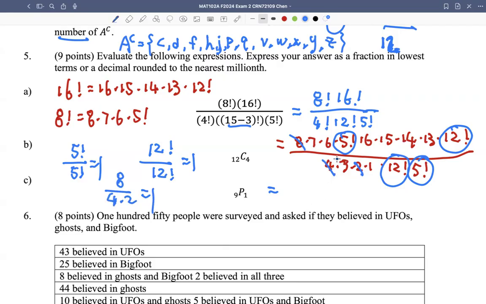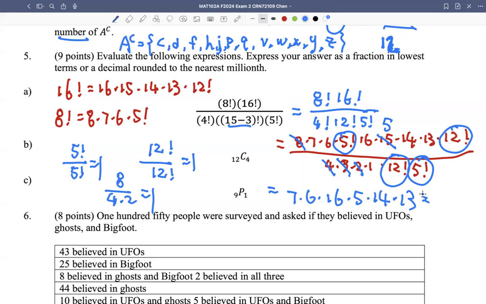Then I'm left with a 3 here. So 3 times, I can simplify with 6 or simplify with 15. 3 times 5 is 15, right? 15 divided by 3 is 5. Now what's left? I have 7 multiplied by 6, multiplied by 16, multiplied by 5, multiplied by 14, multiplied by 13. So now I can use my calculator to calculate this.